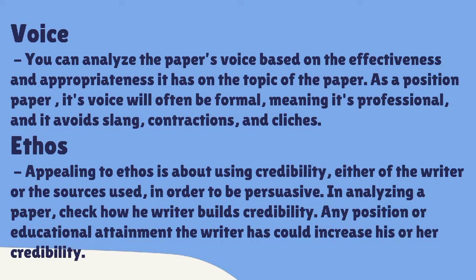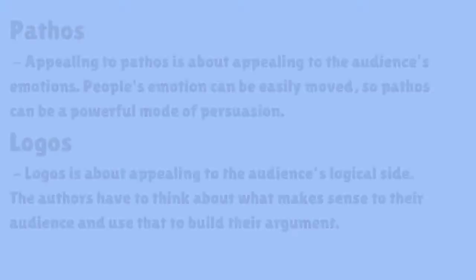Ethos. Appealing to ethos is about using credibility, either of the writer or the sources used, in order to be persuasive. Essentially, ethos is about believability. In analyzing a paper, check how the writer builds credibility. More often than not, he or she will use legitimate sources to do so. Sometimes, you can also check who the author is to verify his or her credibility. Any position or educational attainment the writer has could increase his or her credibility.